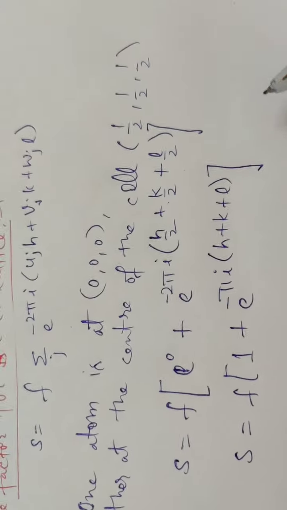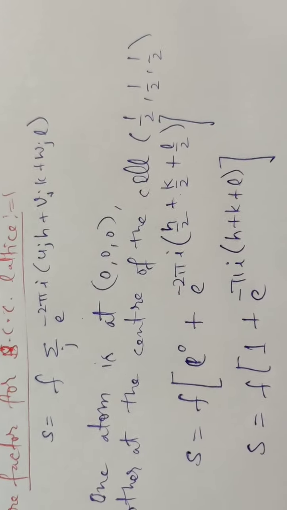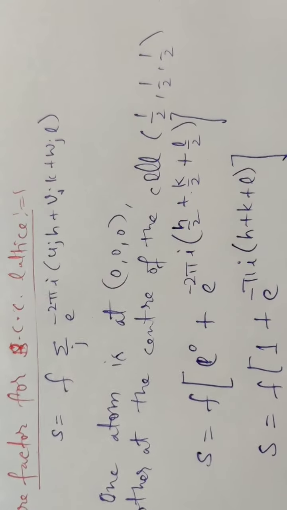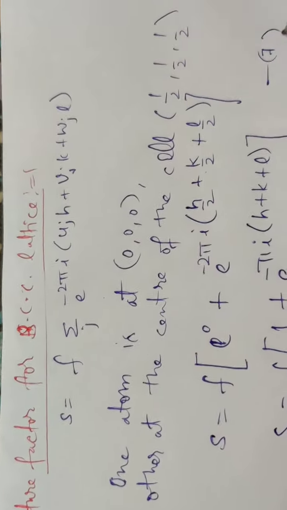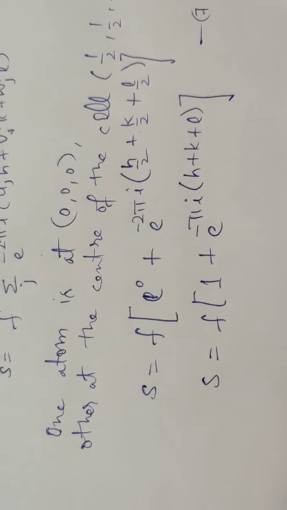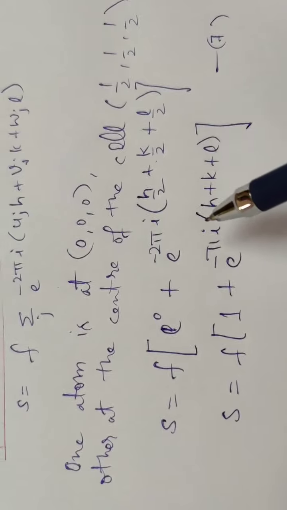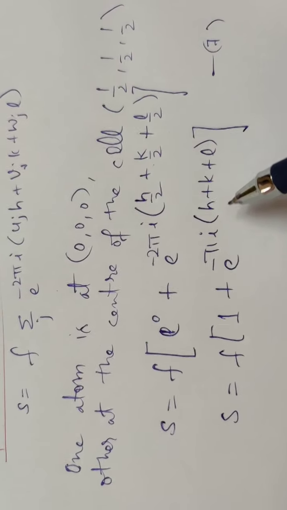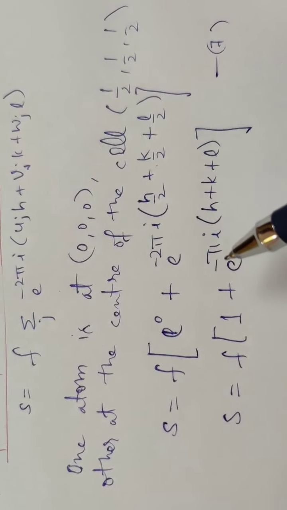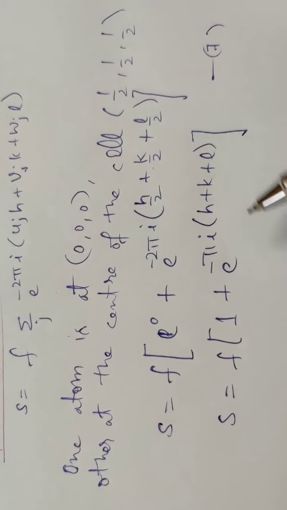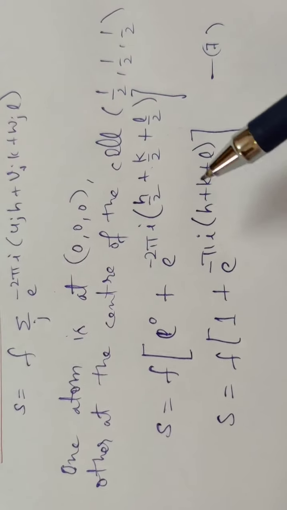So now this is equation number 6, this is equation number 7. From equation number 7 we will try various combinations of HKL. If you take HKL equal to odd, then what will happen? If HKL is equal to even integers, then what will be the combination?